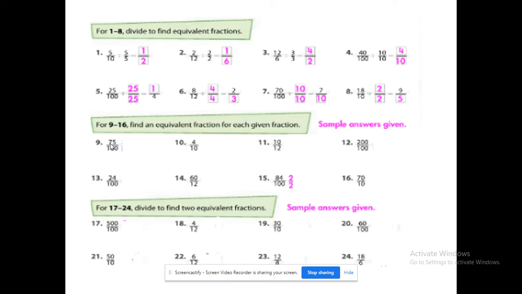So number 9, 75 over 100. Why not think about 25 as a factor, and I will use 25 to divide the numerator and 25 to divide the denominator. So 75 divided by 25, it gives me 3. 100 divided by 25, it gives me 4. So 3 out of 4, it's an equivalent fraction.